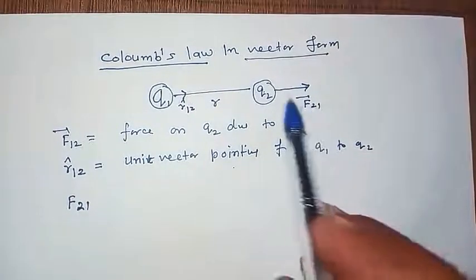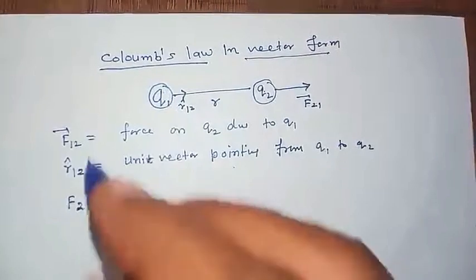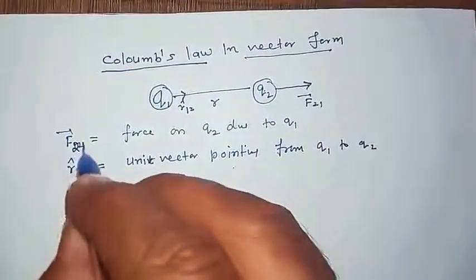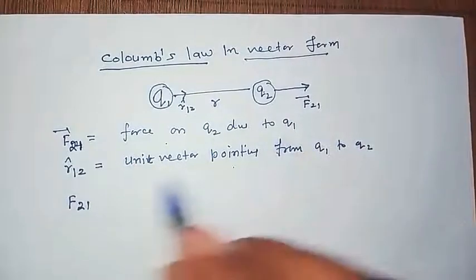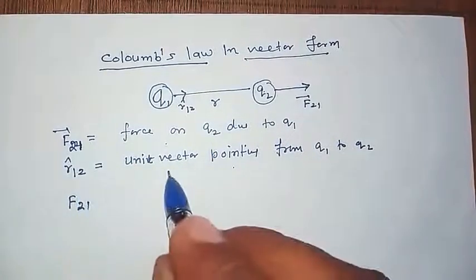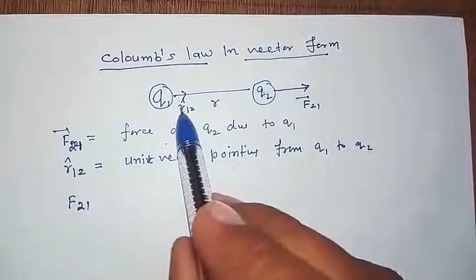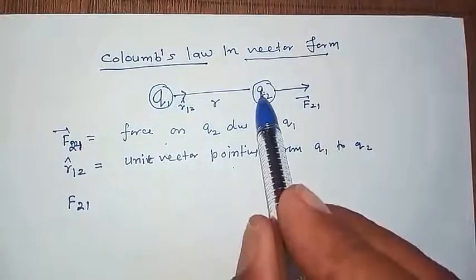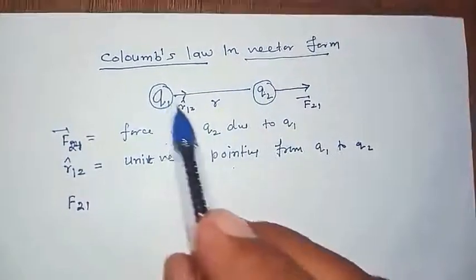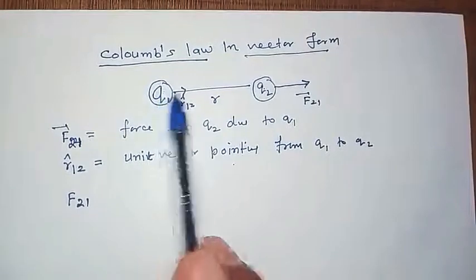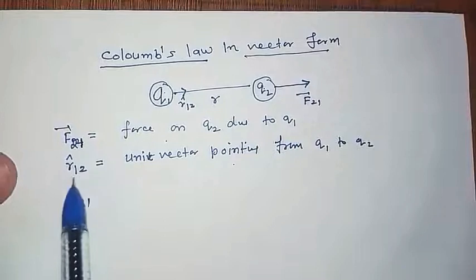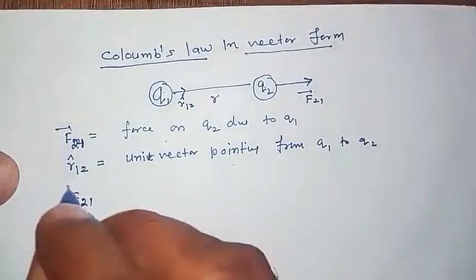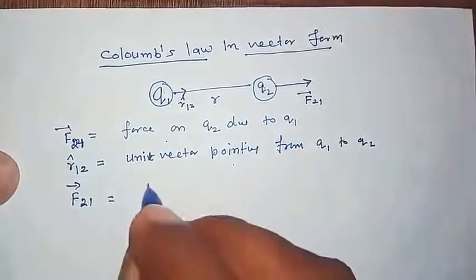So let F21 be the force on charge 2 due to 1. We have to define it in this way: F21, force on charge q2 due to q1. R12 is the unit vector pointing from q1 to q2, as this force is from side q1 to q2, right? So we have to define unit vector R12. So apply Coulomb's law. What does it say?